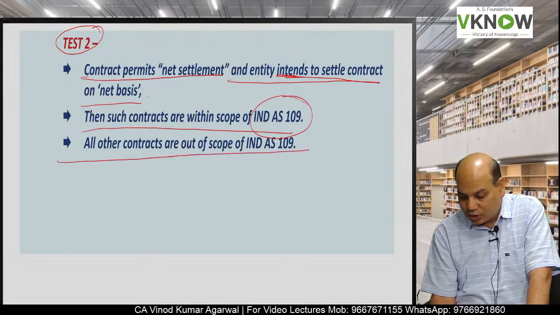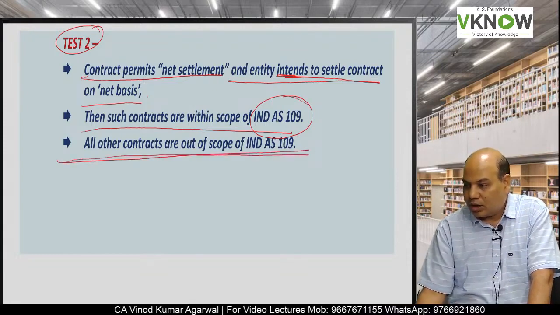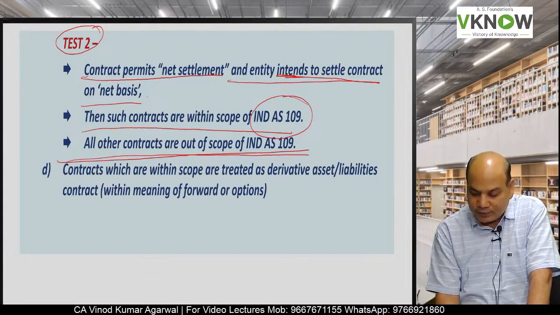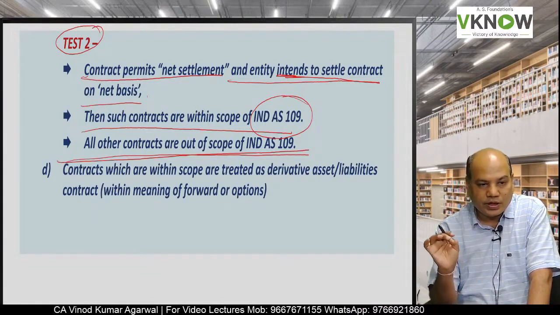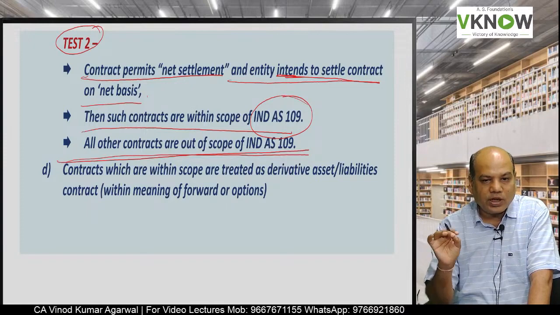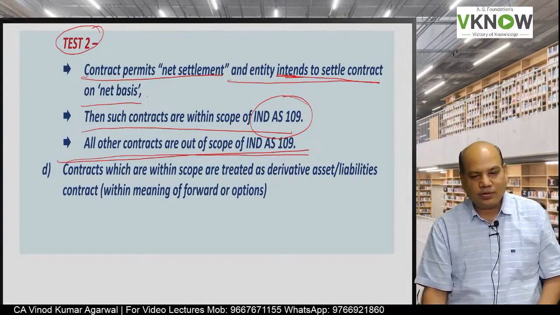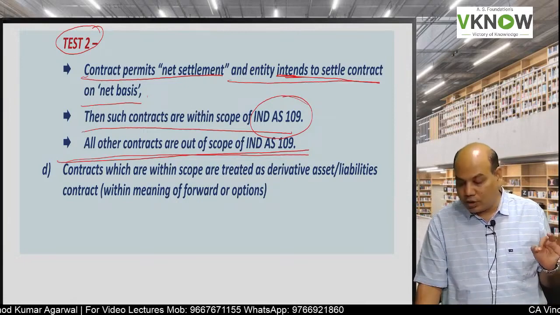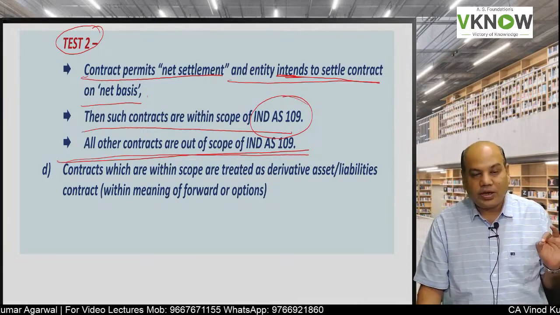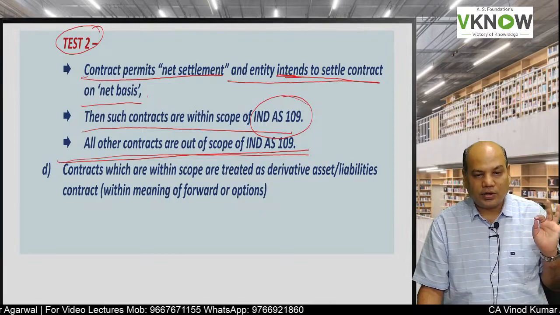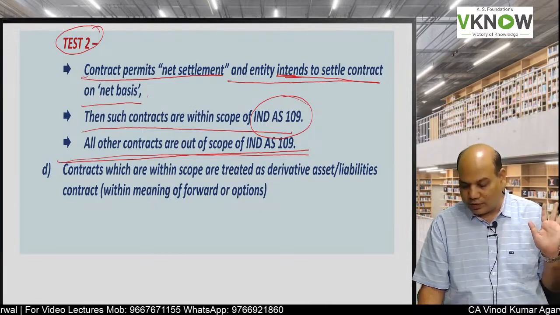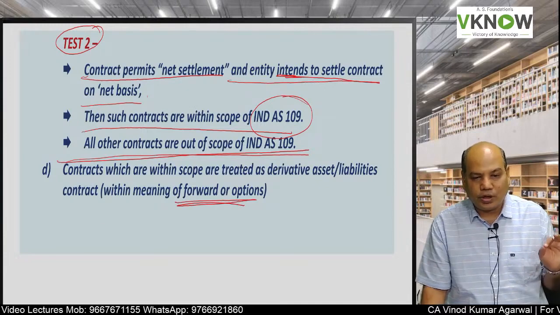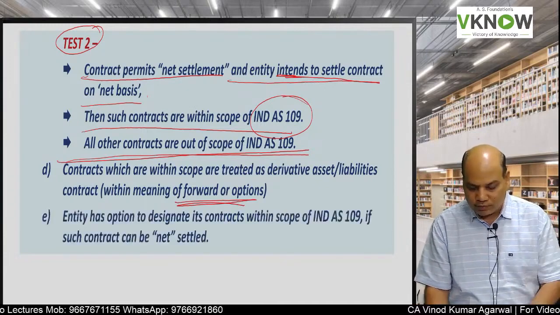Other executory contracts are outside the scope of Ind AS 109. Then what will be the treatment of such executory contracts which come under the scope of Ind AS 109 or Ind AS 32? This kind of contract will be treated as a derivative contract, a derivative asset or a derivative liability, which means they will be treated like a forward, future or option contract.